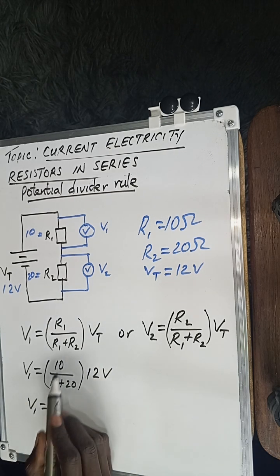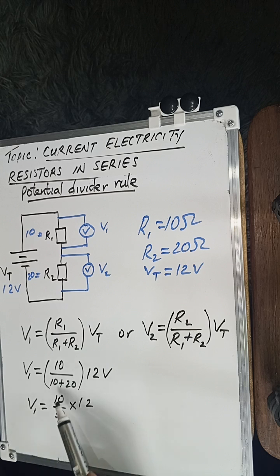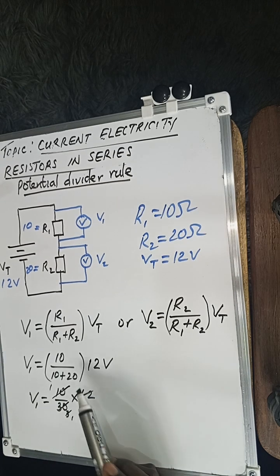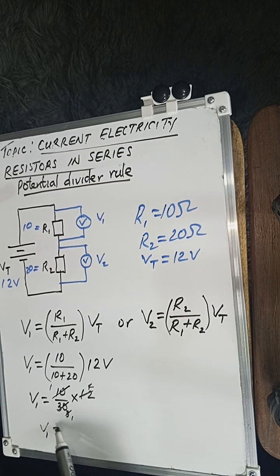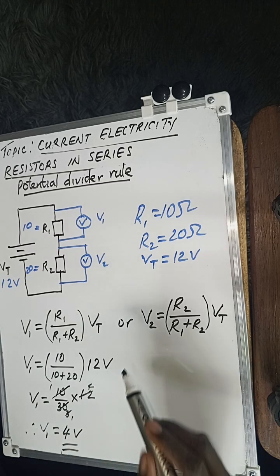So V1 will be equal to 10 over 10 plus 20, that is 30, multiplied by 12. Of course, if you notice, 10 over 30 is 1 over 3, and 3 into 12 is 4. So V1 is equal to 4 volts. And that's what we got even in our previous video when we looked at that question.